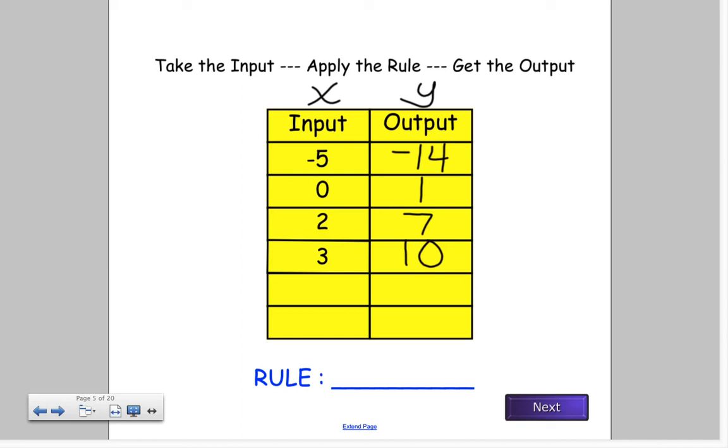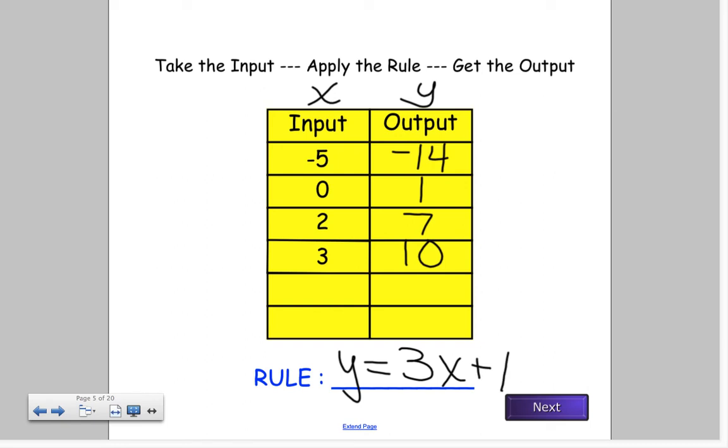So the rule, hopefully you should see that if you multiply x by 3, not negative 3, okay. So if you multiply by 3, for negative 5, negative 5 times 3 is negative 15, but to get it to negative 14, you'd add how much? Hopefully you're thinking 1.